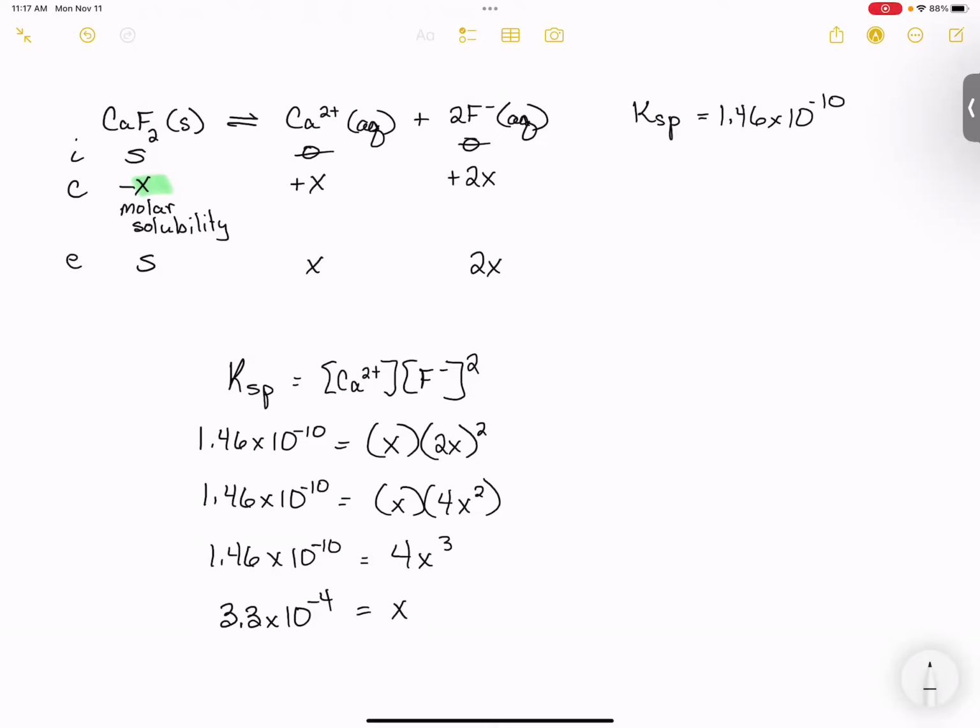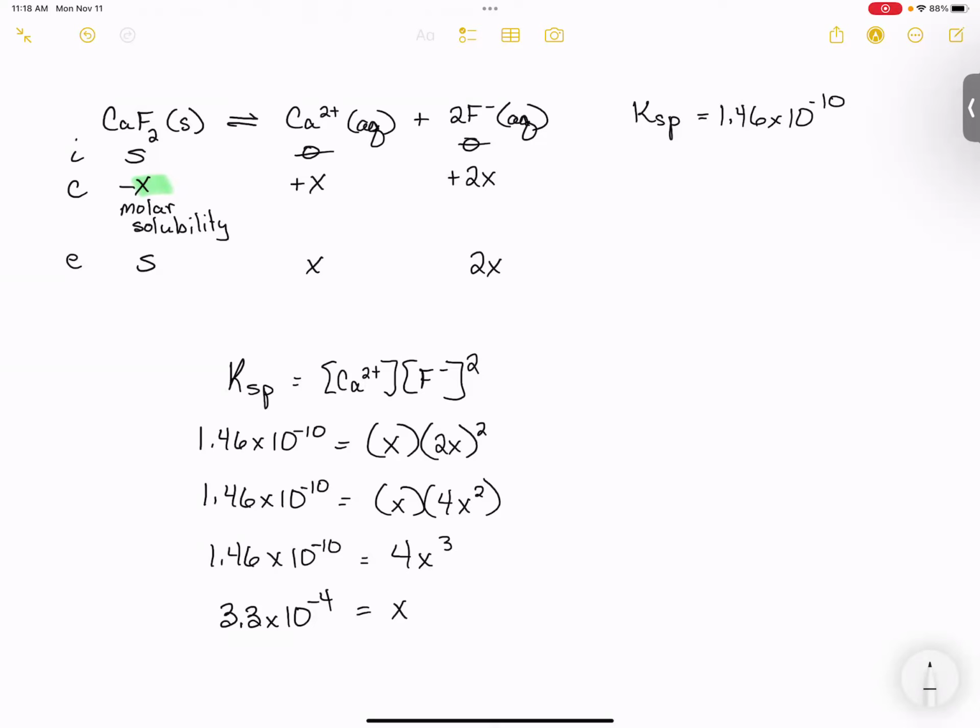Then you plug in what you have. The third mistake I see students make: this square means you have to square the 2 inside and the x inside the parentheses. A lot of times students just write it as 2x squared. Wrong. Try again. You have to square both things inside the parentheses. When you do so, then you get 4x cubed.